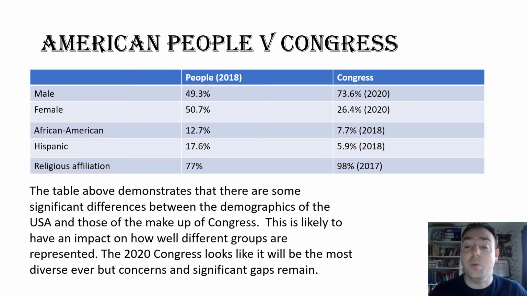So different groups will feel that they aren't very well represented, and the statistics would bear that out. The 2020 Congress does look like it's going to be the most diverse ever, but there are still going to be really significant gaps. So it's always worth watching out for, in questions and when writing about Congress, that difference between representation and representative. And you will have your own opinion on whether this stuff really matters or whether it doesn't.